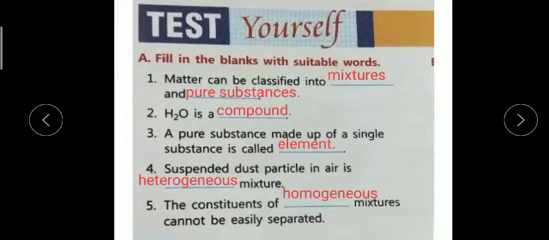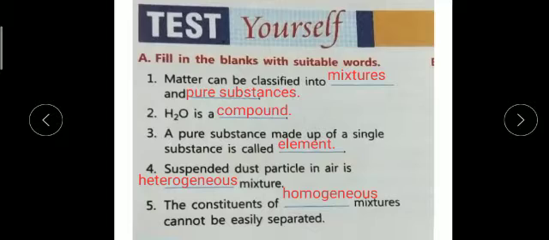Fractional distillation is used to separate a mixture of a large number of volatile miscible liquids. We have the example of crude oil. From crude oil we can get different miscible liquids like petrol, kerosene, diesel, lubricating oil, and many others, solids also. Now next is the test yourself activity given on page number 40.